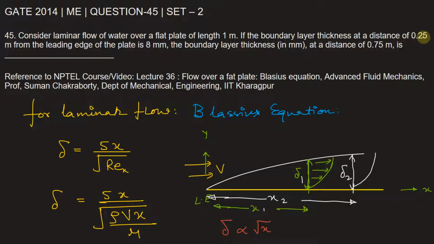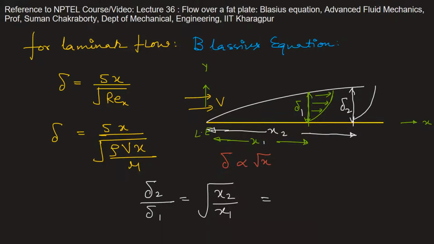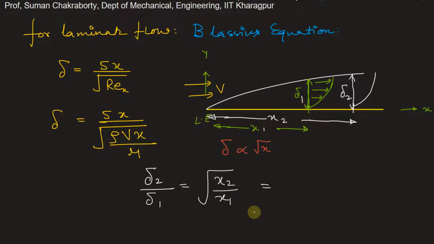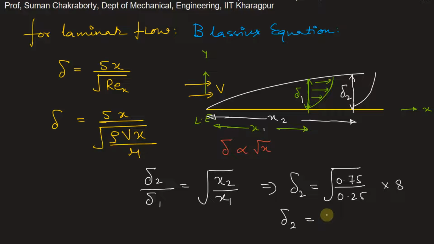Now x1 is 0.25 and x2 is 0.75 and delta 1 is 8 millimeter. So let's substitute these values here. From here we can write delta 2 will be equal to the square root of x2, 0.75, divided by x1, which is 0.25, multiplied by 8 millimeter. So delta 2 will be equal to 13.86 millimeter.